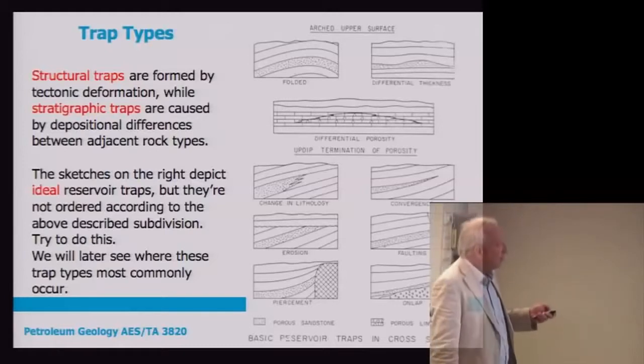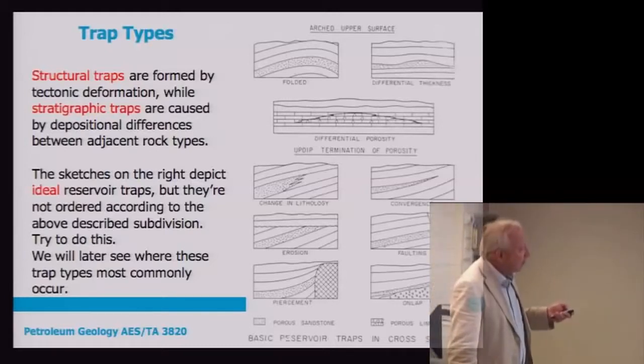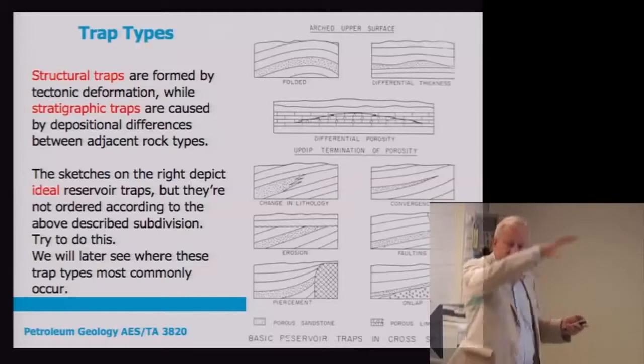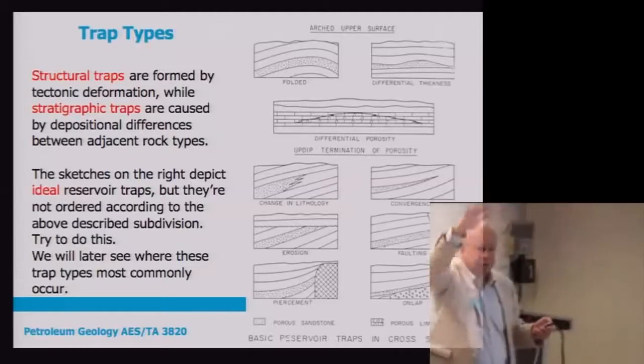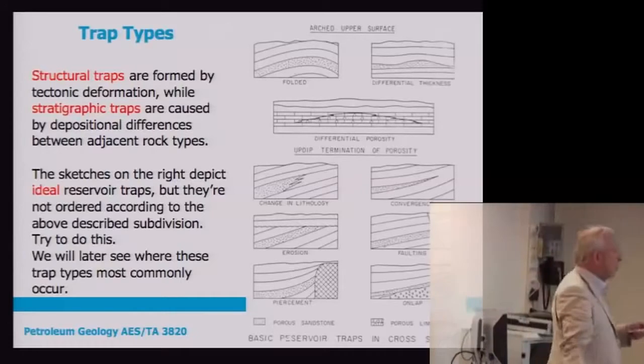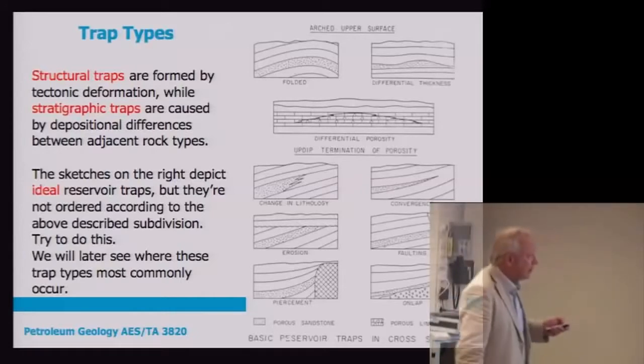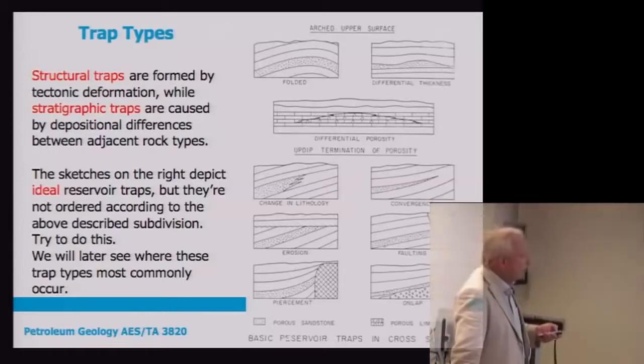Very similar, on the upper right here, we see these differential thicknesses, a sand layer that has been laid down in variable thicknesses, and the thicker ones have an upward structure where oil and gas can get trapped. And we see other variations here.